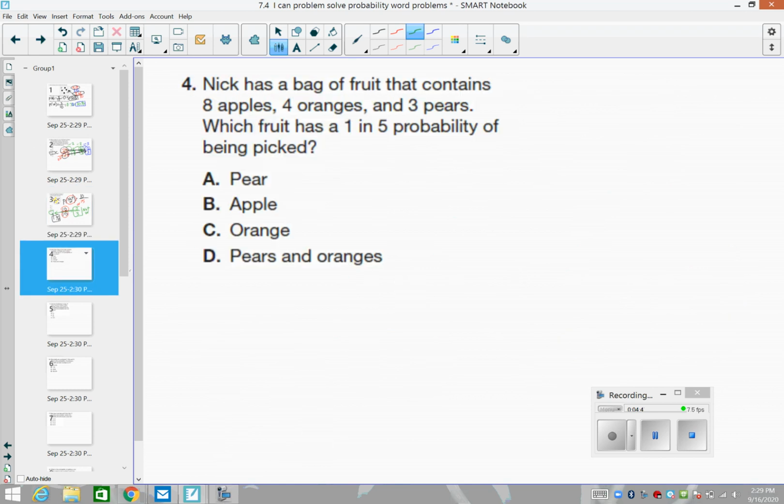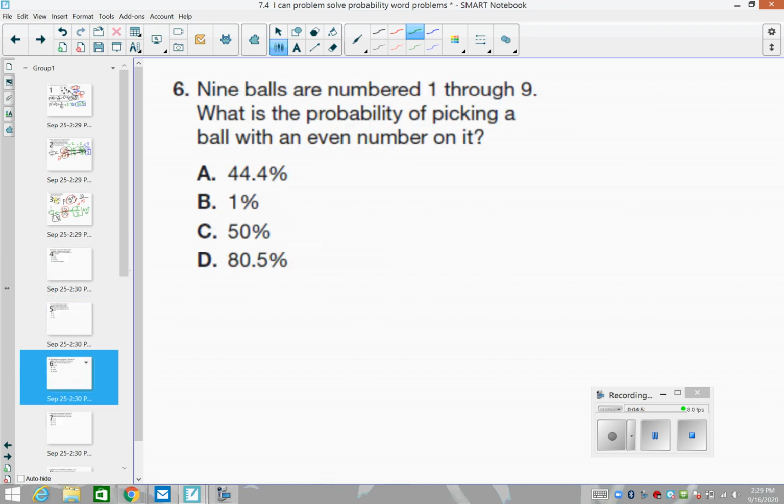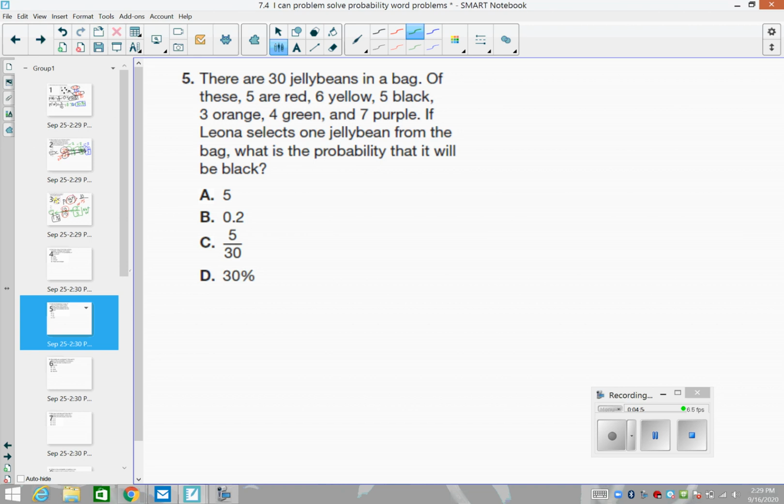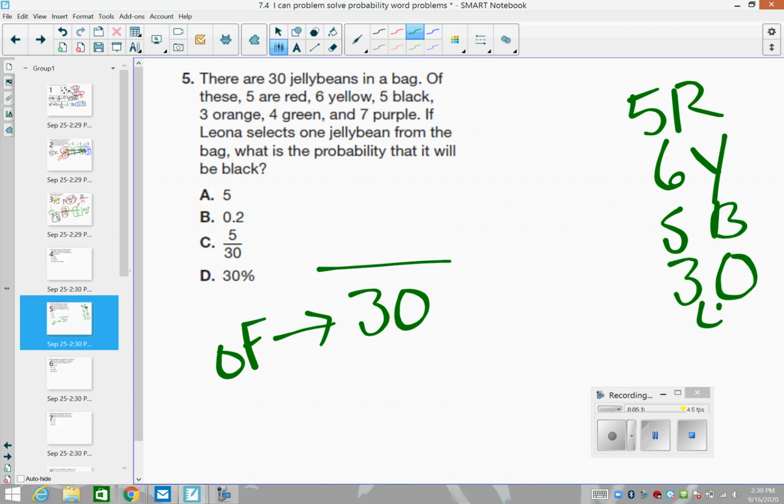Let's take a look at the next problem. I might actually skip that one. Let's do this one. There are 30 jelly beans in the bag, so out of 30. Of these, 5 are red, 6 are yellow, 5 are black, 3 are orange, 4 are green, 7 are purple. So that would be our 30 jelly beans. Leona selects 1 jelly bean from the bag. What is the probability that it will be black?